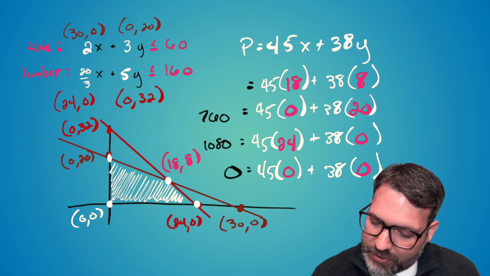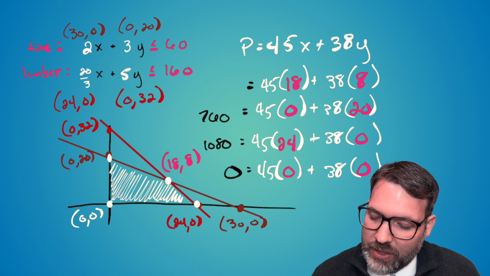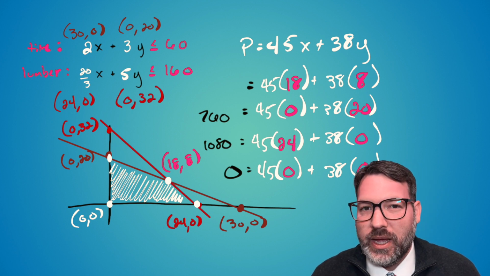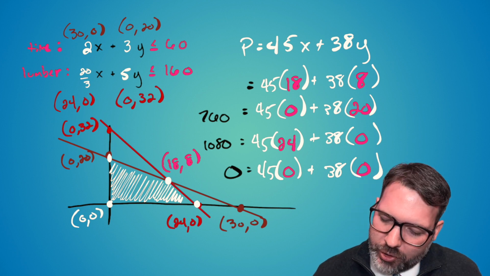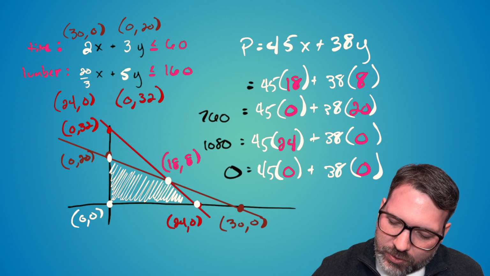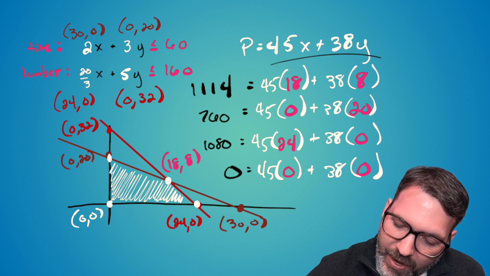And then that intersecting corner, 45 times 18 is going to be 810. 38 times 8, can I do that in my head? I think it's 304. So 304 plus 810 is going to get us 1114. And so there it is.